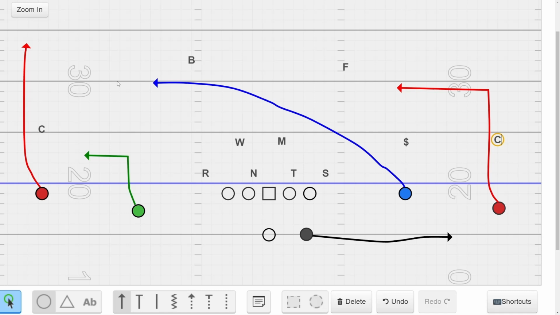Height can vary, but for me, I give a landmark of 10 yards. It's pretty easy for my guys to find. Okay, so that is the landmark for that route. And so let's go through the progression.